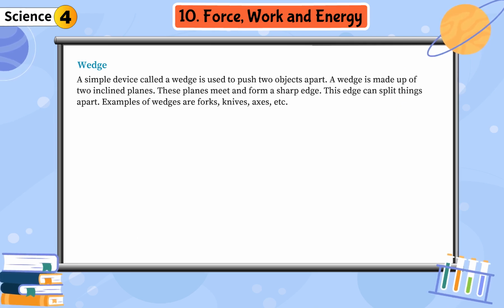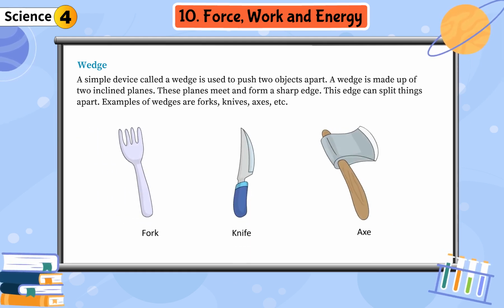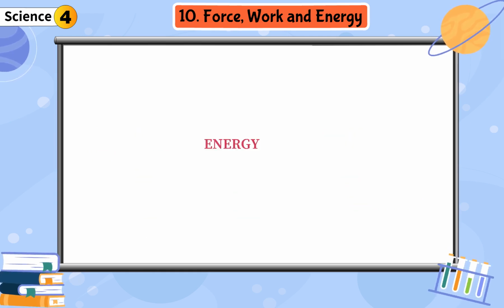Wedge. A simple device called a wedge is used to push two objects apart. A wedge is made up of two inclined planes. These planes meet and form a sharp edge. This edge can split things apart. Examples of wedges are forks, knives, axes, etc.